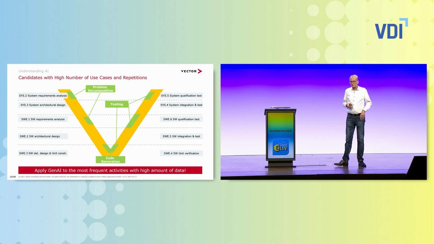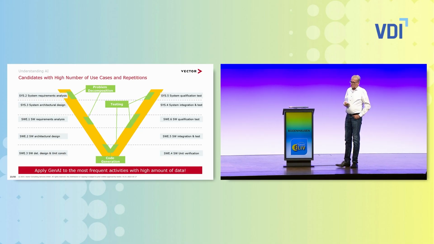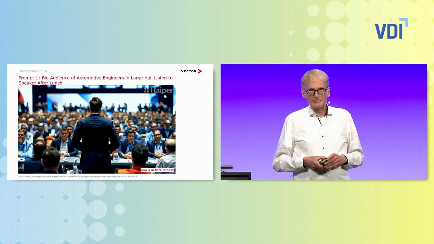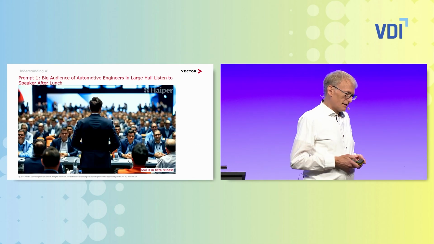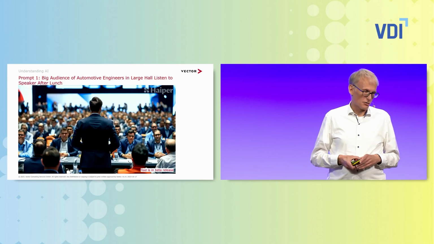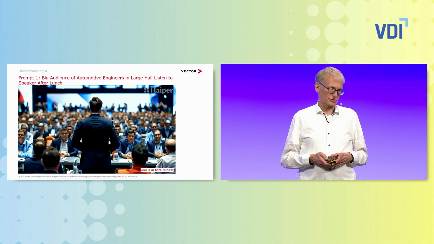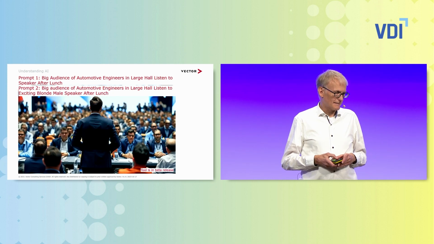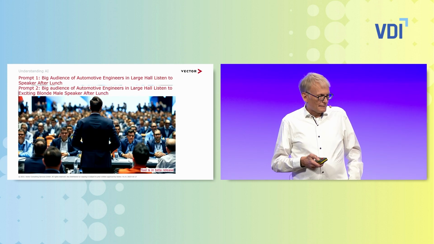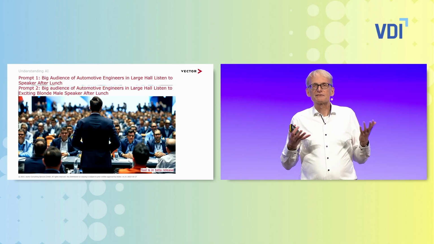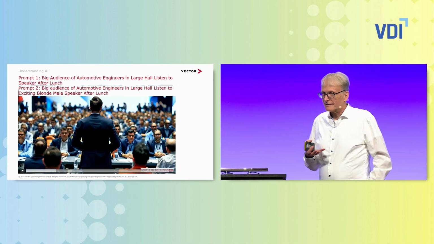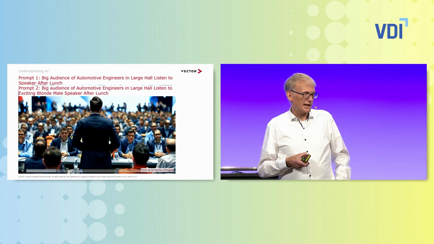In the preparation of this presentation, I tried to figure out how it will look like after the break. And so I made a little video with GenAI. And I typed in, "big audience of automotive engineers in a large hall, listen to speaker after lunch." And we get this result here. And it's a nice video. And I thought it's a great example of what GenAI can, with a very simple prompt, generate today.